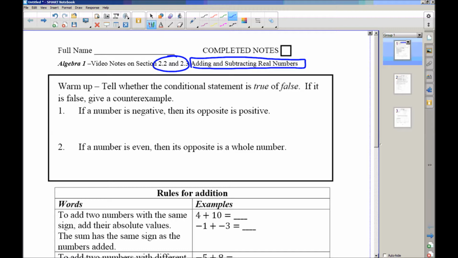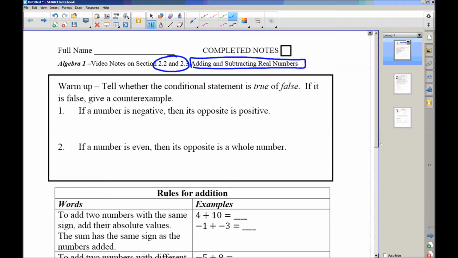Okay. All right, so warm up, tell whether the conditional statement is true or false. If it is false, give a counterexample. So remember, if you haven't tried these, please pause the video and do them yourself. These are some trickier ones, and I think it's new stuff for most of you, so you really need to try them before you just copy answers.